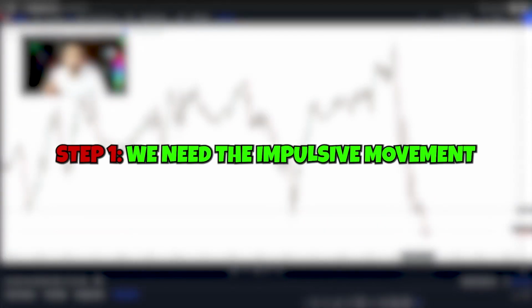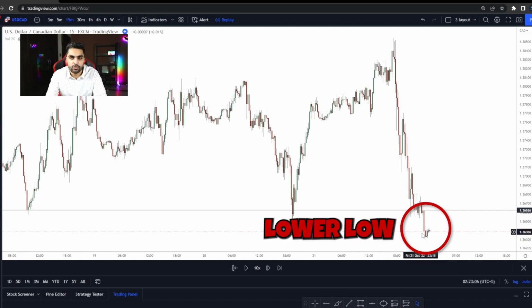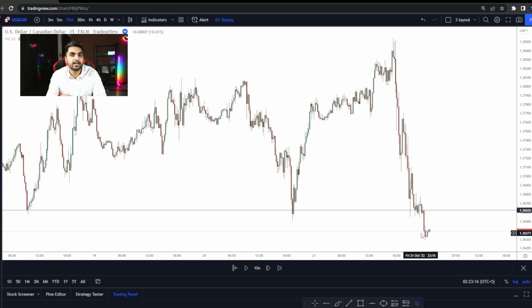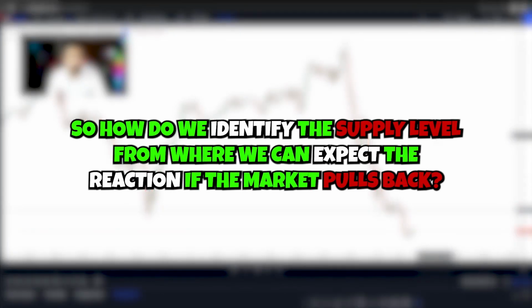So the first step is that we need the impulsive movement. The second step is that we need the market to create a new lower low. So right now we have this new lower low, and this is when we are looking at the impulsive movement from the sellers. The next step will be that during this movement there should be some sort of supply and demand. In case of sellers, we need a supply zone. In case of buyers, we need a demand zone. So how do we identify the supply level from where we can expect the reaction if the market pulls back?